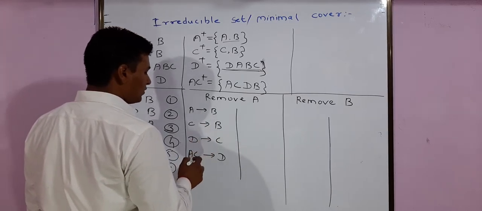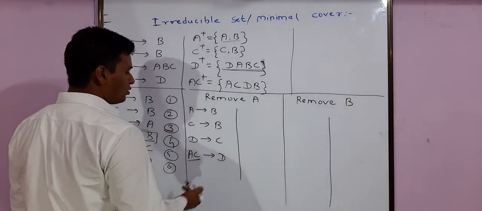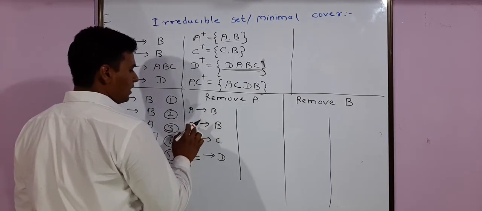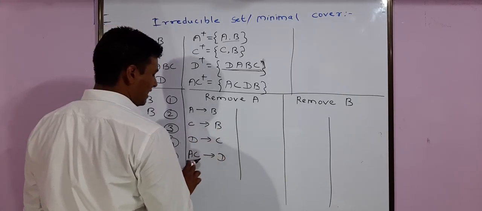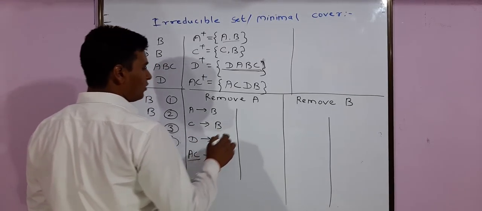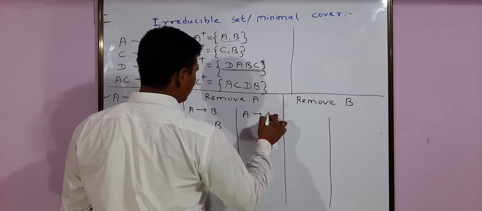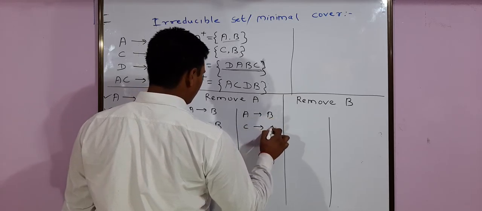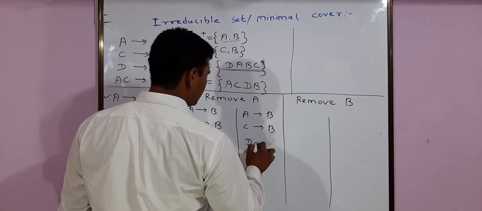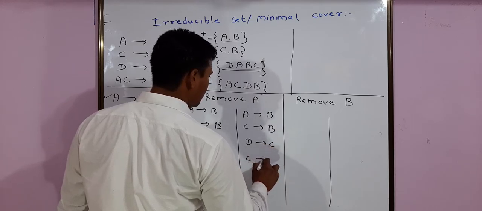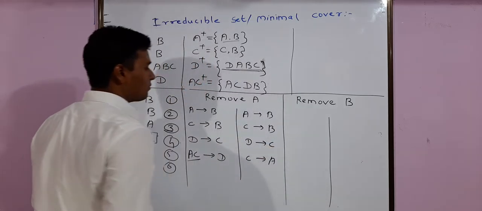So what we will do first, in this case, we will write the original functional dependency: A determines B, C determines B, D determines C, and AC determines D. Now we will write as it is, but we will remove A from the AC. So I am writing here D determines C, and I will write here C determines A, okay.